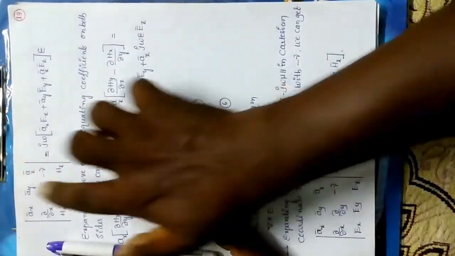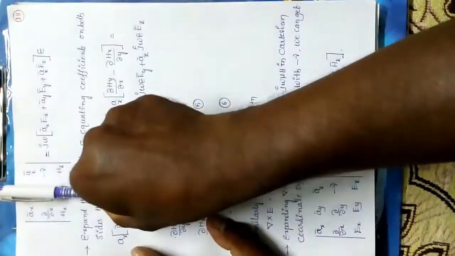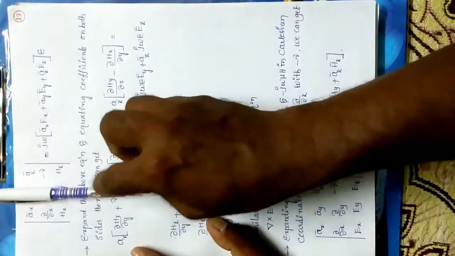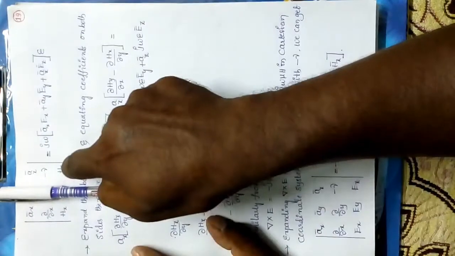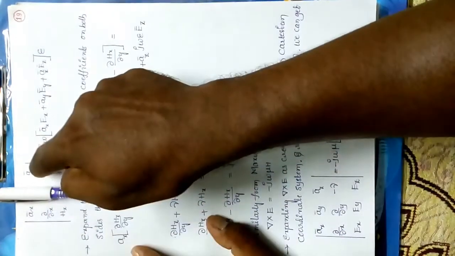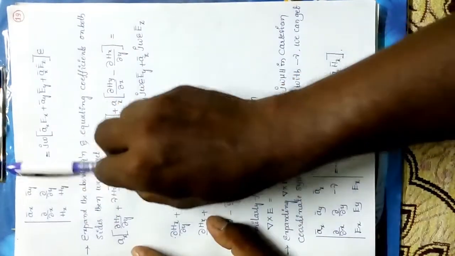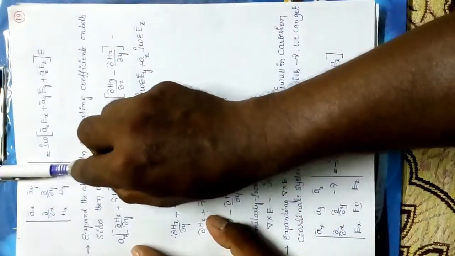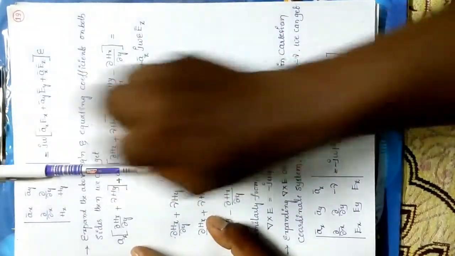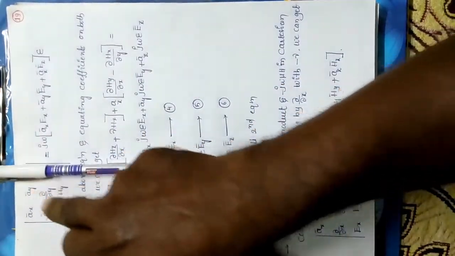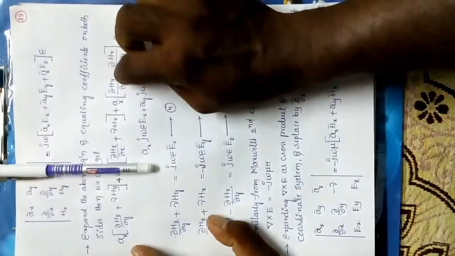Now I want the ay term, so you skip the ay term. What are we getting? Dou by dou x into hz minus gamma into hx. This is what I get. Next, I want the az term. For the az term, you skip the az term, and the remaining terms give AD minus B into C. We are getting like this.